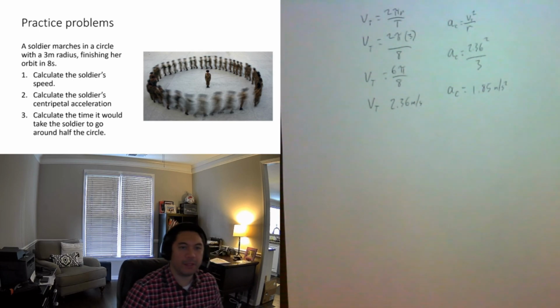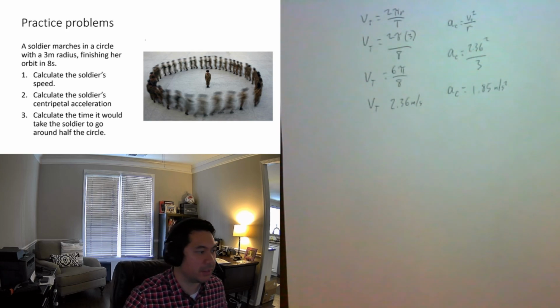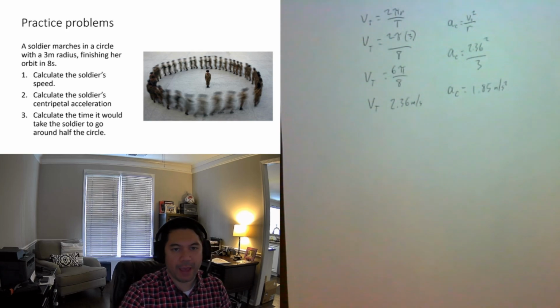Finally, we're asked to calculate the time it would take the soldier to go around half the circle, and this is just a basic velocity problem. If we have half the distance, then it will take us half the time, so it'll take 4 seconds.